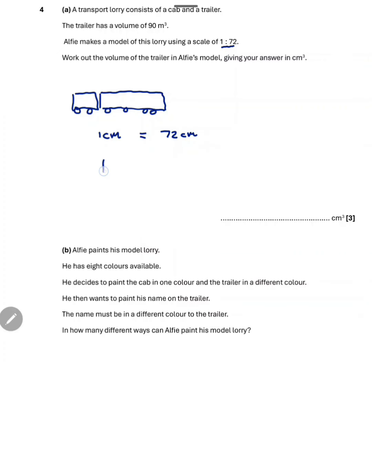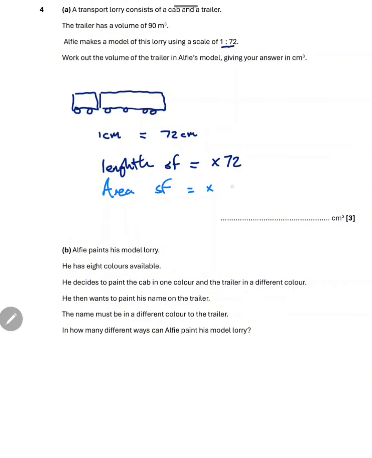What we can say is that the length scale factor is just times 72. Quite simply, if his model is 1 centimetre long, the real lorry will be 72 centimetres long. Okay, so however long his lorry is, we're going to multiply by 72, and that's the length of the real lorry. When you've got a length scale factor, it's very tempting to use that for area and volume, but you can't do that. Okay, these scale factors actually multiply up.